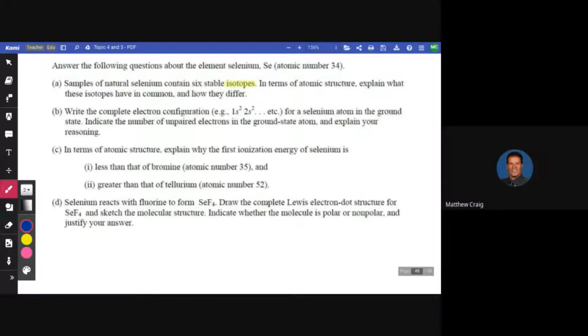Guys. Write the complete electron configuration, and it gave you an example, 1s2, 2s2, etc., for selenium in its ground state. What does ground state mean? No charge. What does ground state mean? It is found on the periodic table. It's neutral. The amount of protons is equal to the... When it's just normal. Is it not just Se? Normal. When it's found at its placement on the table.